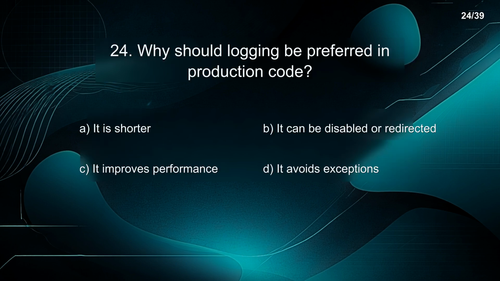24th question. Why should logging be preferred in production code? A. It is shorter. B. It can be disabled or redirected. C. It improves performance. D. It avoids exceptions. Correct answer is B. It can be disabled or redirected.